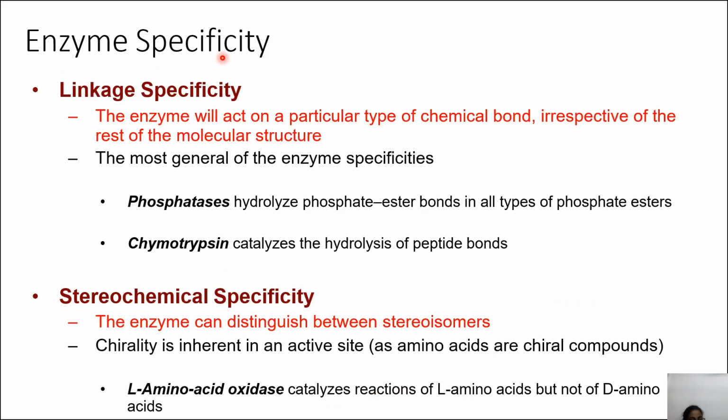Then linkage specificity. So the enzyme will act on a particular type of chemical bond irrespective of the rest of the molecular structure. So the most general of the enzyme specificity is phosphatases. They hydrolyze phosphate ester bonds in all types of phosphate esters. Then chymotrypsin catalyzes the hydrolysis of peptide bonds.